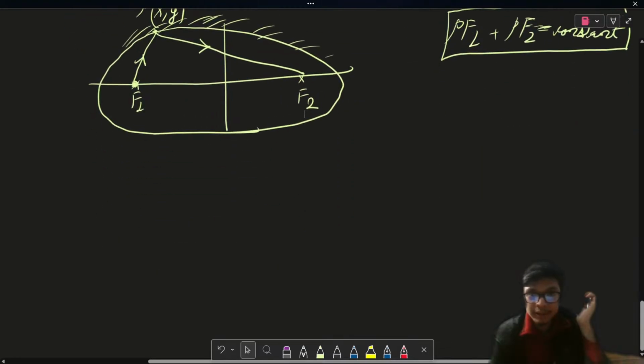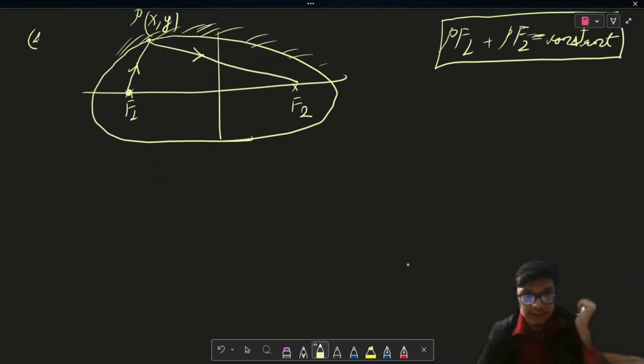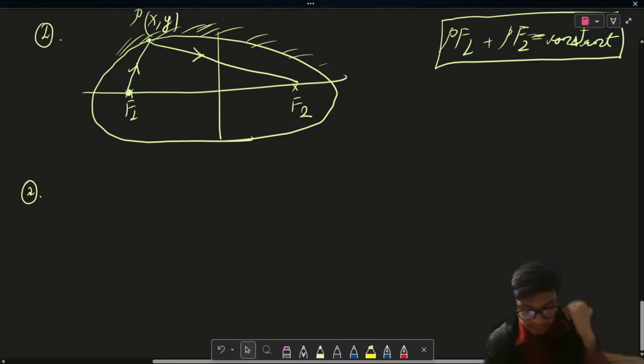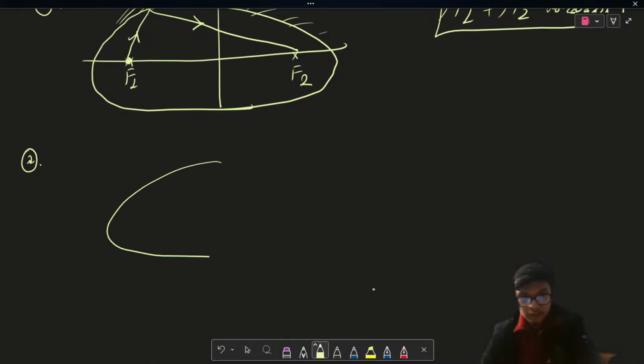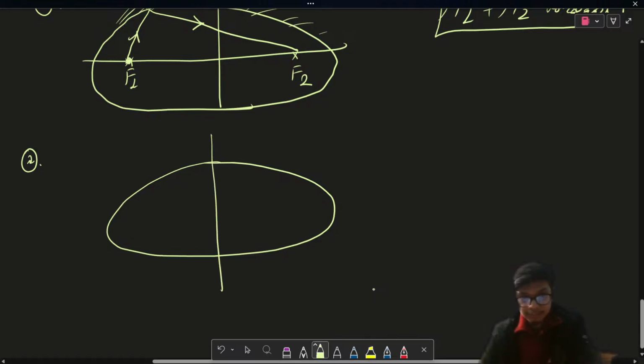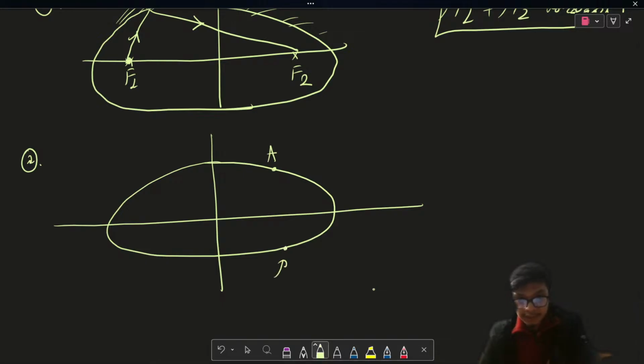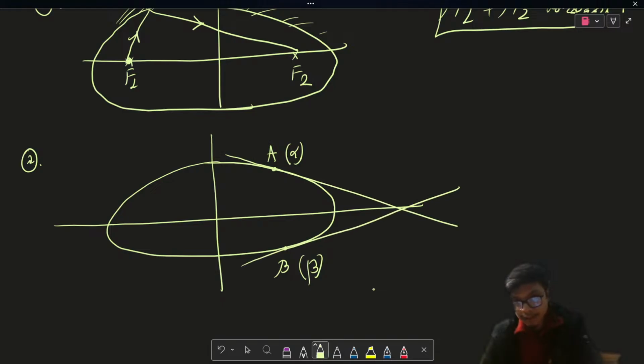And there is one more important miscellaneous question that is also asked in exams. This is a bit of a lengthy calculation, but if you remember the direct formula, it will be easy. Let us say for the given ellipse, I want to draw two tangents at point A, whose parametric coordinate is alpha, and point B, which has the parametric coordinate beta.